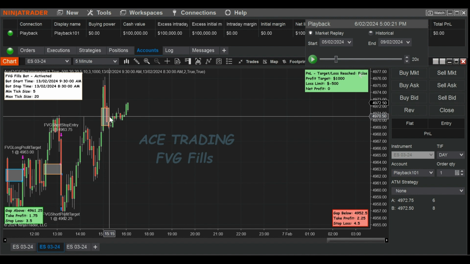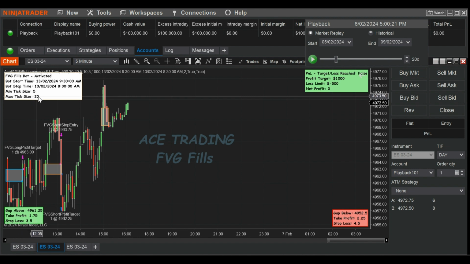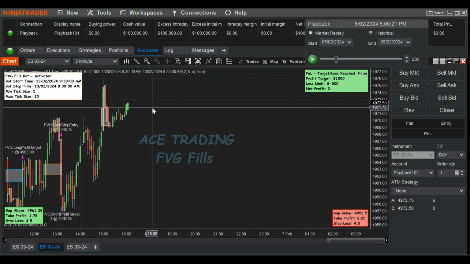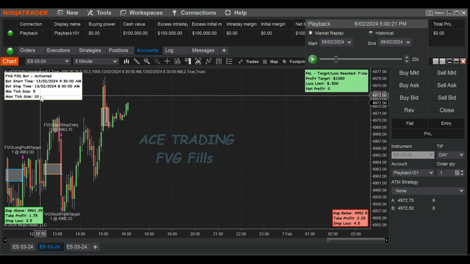What we're really focusing on is smaller gaps. Depending on your time frame, currently I'm using a 5-minute time frame, and I've got minimum and maximum tick size set to 5 and 20. I'm looking for the smallish gaps. The smaller the gap, the more chance that it will get filled. The larger the gap, obviously price has to do a fair bit in order to fill it. So I like to keep my gaps quite small, and that's why I've set them at 5 and 20.